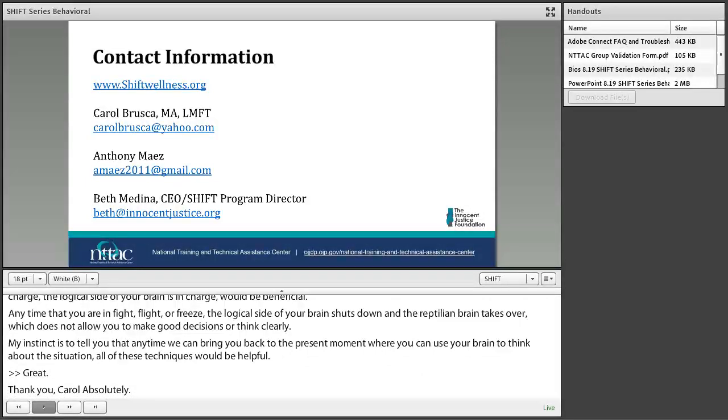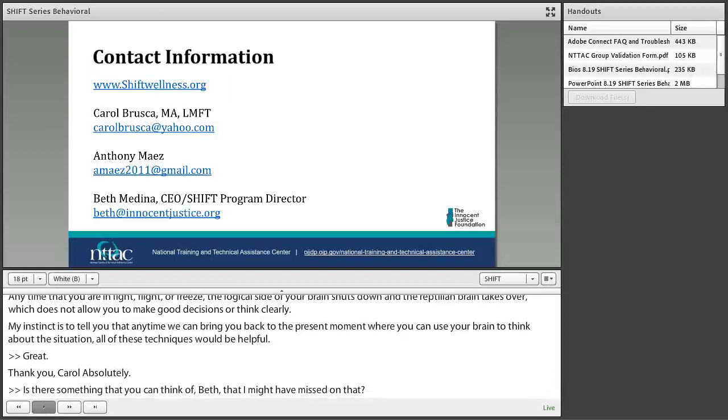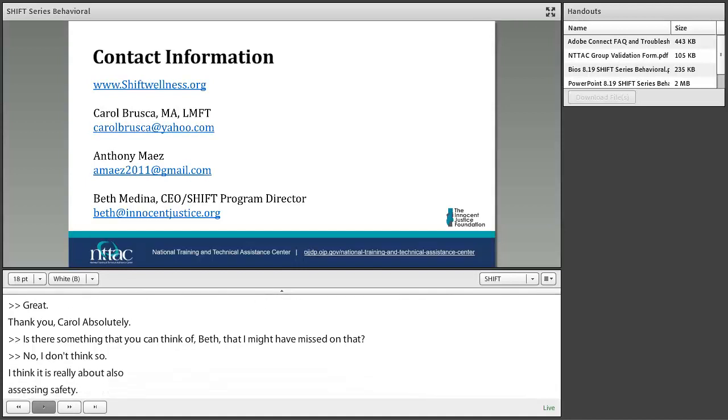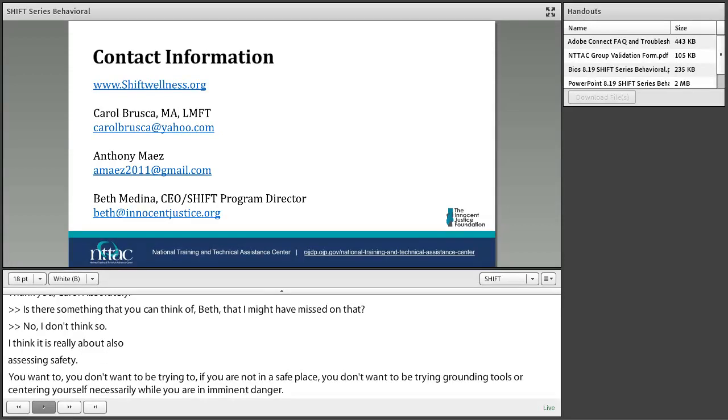I think it's really about also assessing safety, right? If you are not in a safe place, you definitely don't want to be trying grounding tools or centering yourself while you're in imminent danger. So obviously assess your own personal safety and then take precautions there. Yeah, that's a great point. That didn't even occur to me, but you're absolutely right.